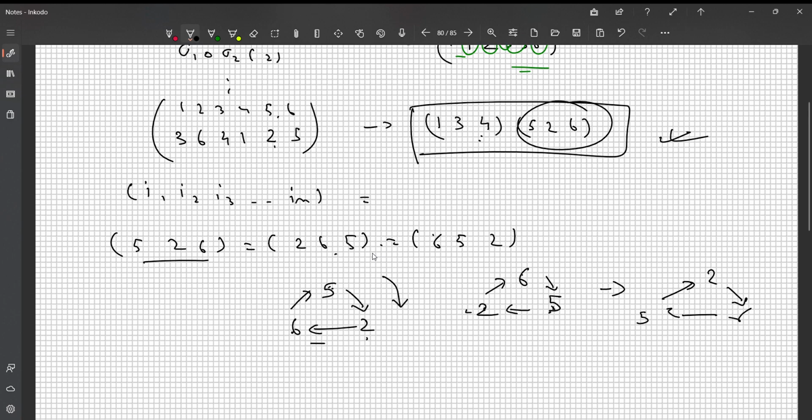Then if you rotate it once more in the clockwise direction, you will get 2 goes to 6, 6 goes to 5, and 5 goes to 2. So you have 2, 6, 5. Clear?